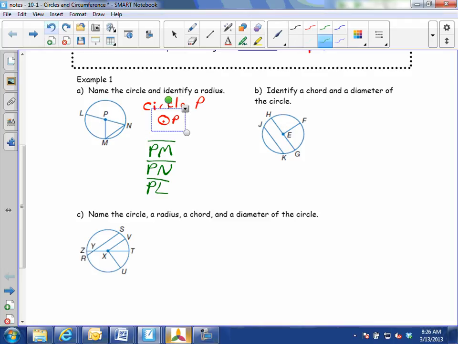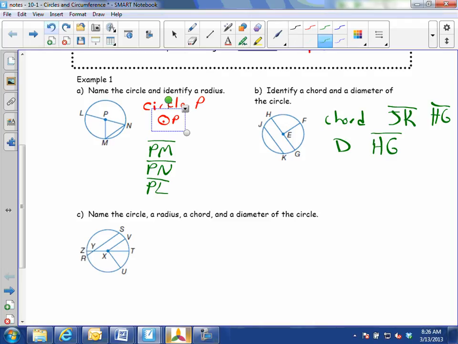Okay, on B, it asks us to identify a chord and a diameter. So, let's name a chord first. JK. Can I name another chord? No, that's it. How about for a diameter? The diameter would be 16. Name another one? No, that's it.